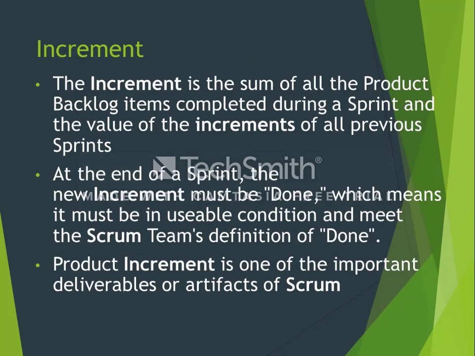Now here comes Scrum's final artifact, which is the increment. The increment is the sum of all the product backlog items completed during a sprint and the value of the increments of all previous sprints. At the end of a sprint, the new increment must be done, which means it must be in usable condition and meet the Scrum team's definition of done. Product increment is one of the important deliverables or artifacts of Scrum.